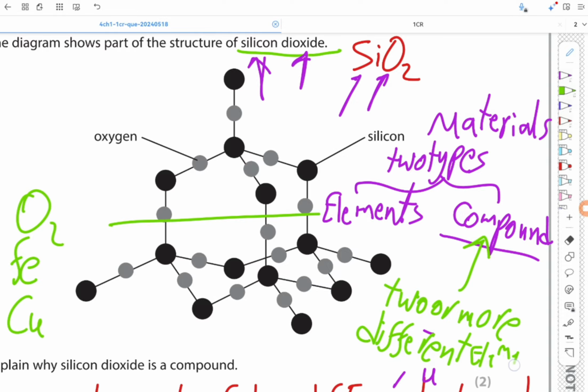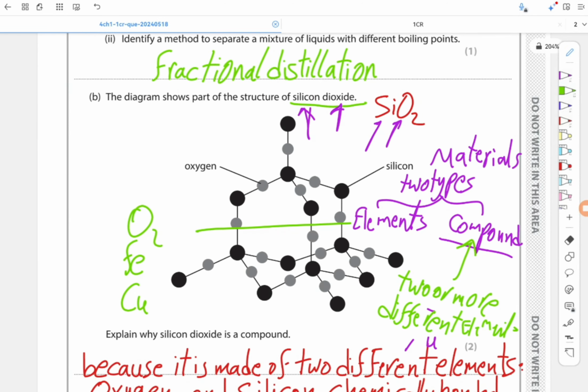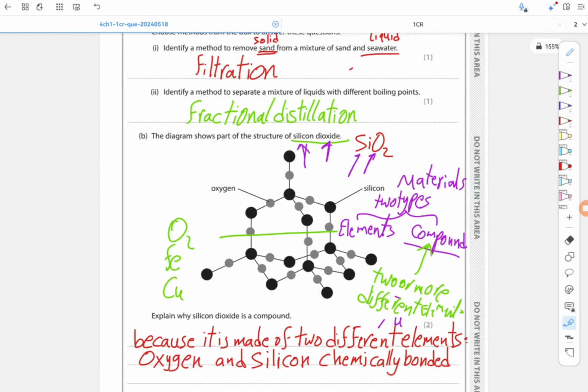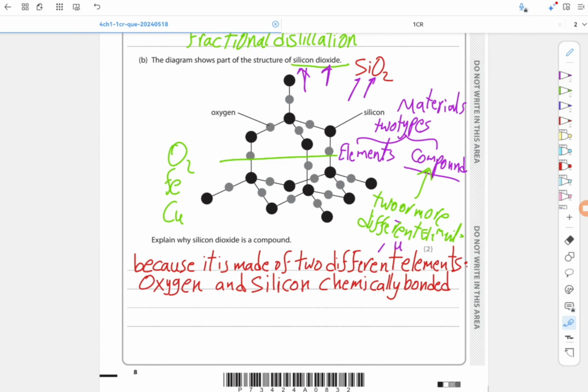As you see here, my friends, we have silicon oxide, which has the chemical formula SiO2, and it is made up of silicon and oxygen, which makes it a compound, not an element. So explain why silicon dioxide is a compound. It's a compound because it is made up of two different elements, oxygen and silicon, which are chemically bonded.